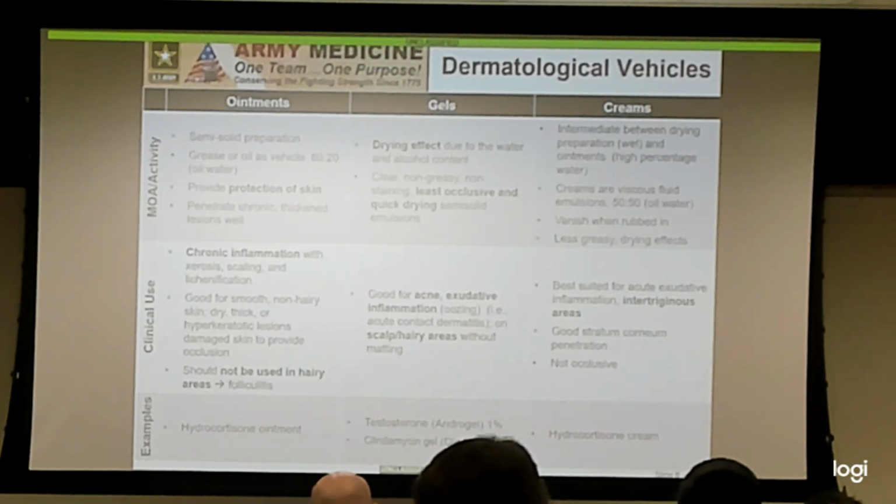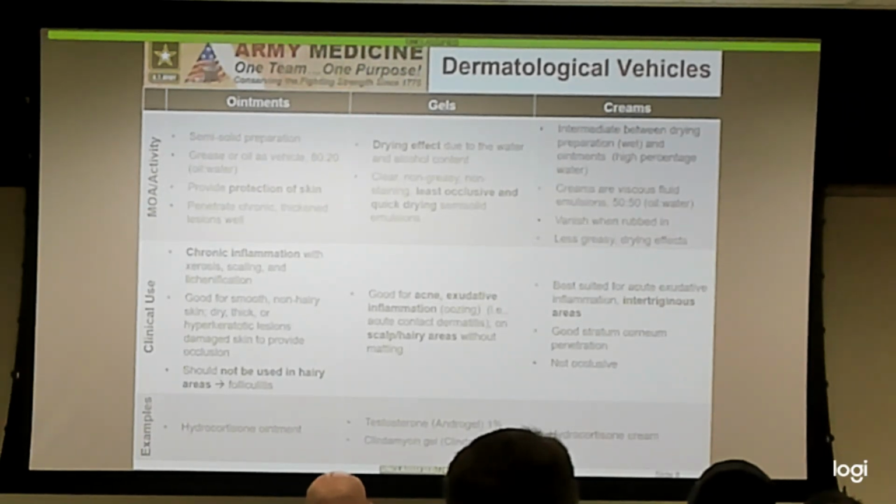Example, hydrocortisone ointment. Our gels are more drying, right? It had the alcohol in there. So least occlusive and quick drying. When they put it on, usually within the first minute or so, it's clear. It doesn't look like there's anything there, okay? Make sure that you're telling them to rub it in well.